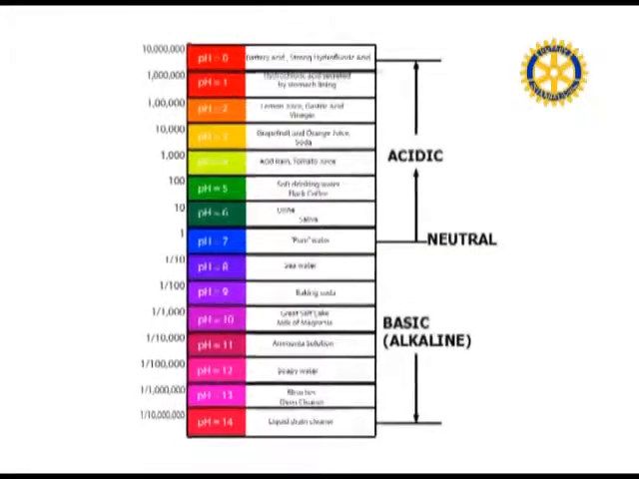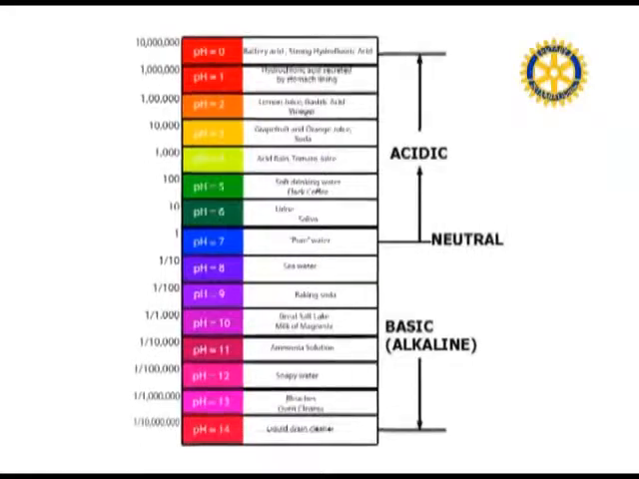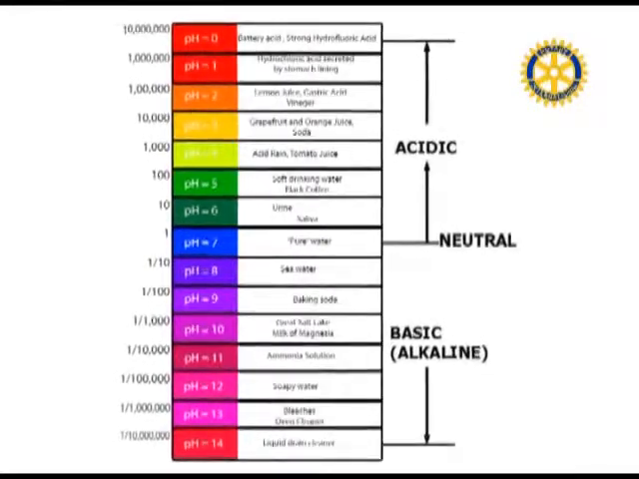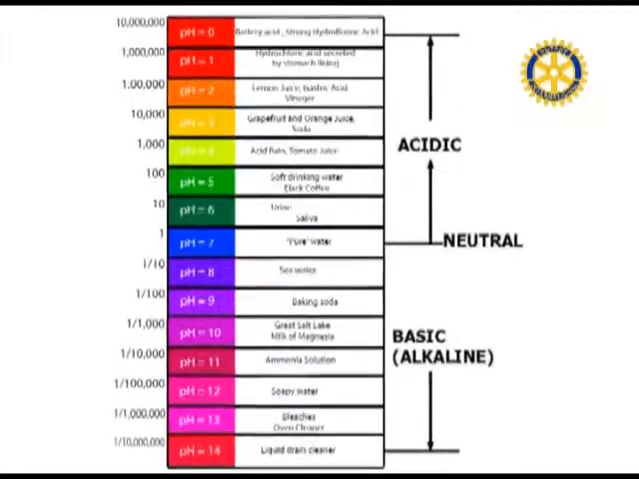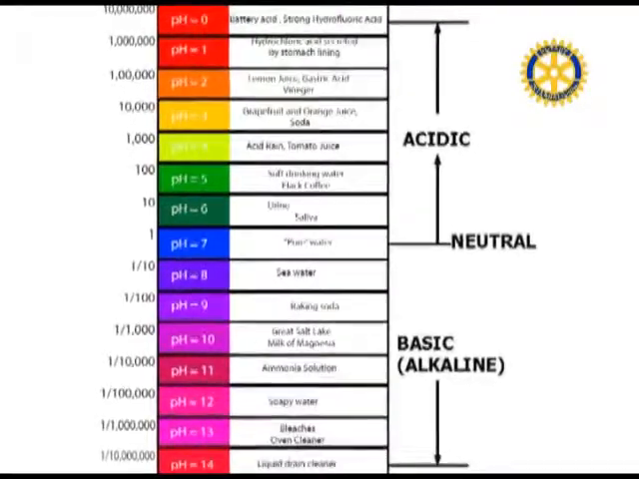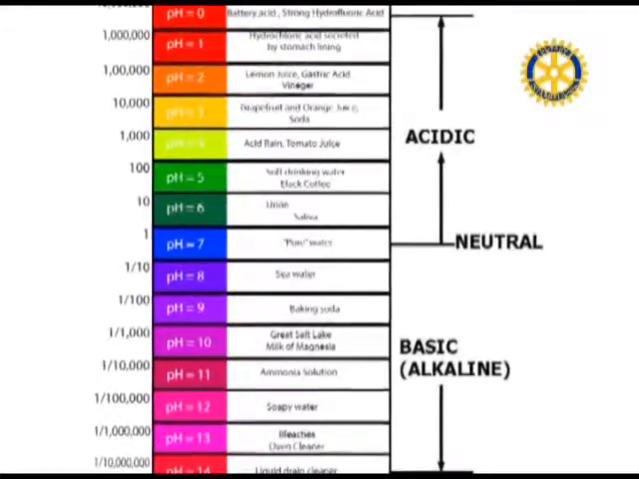The pH scale measures how acidic or basic a substance is. It ranges from 0 to 14. A pH of 7 is neutral. A pH less than 7 is acidic, and a pH greater than 7 is basic.